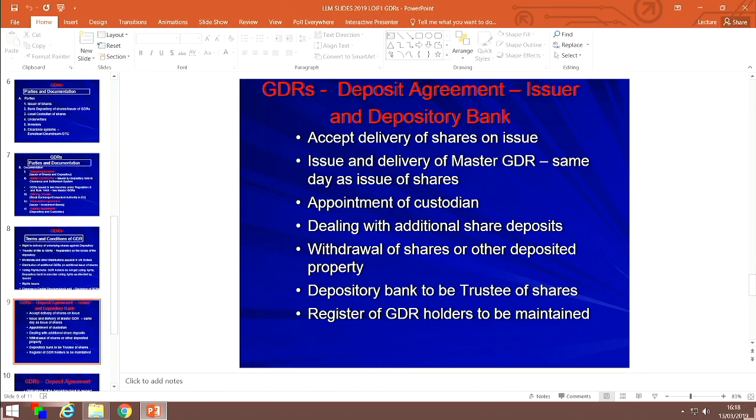The deposit agreement, which is one entered into between the issuer and the depository bank, which controls the shares on deposit. And obviously, the first obligation is to act.